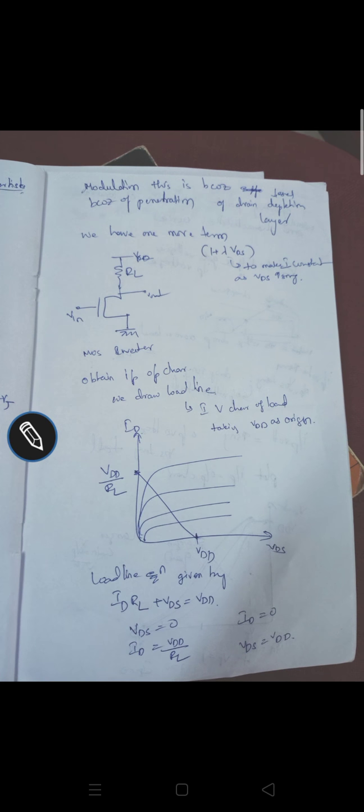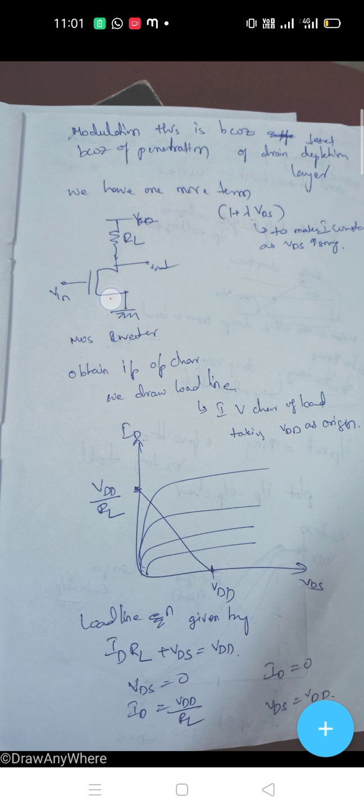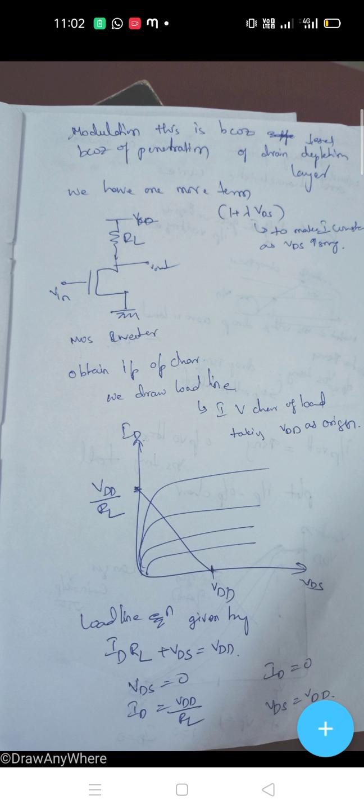If we see the MOS inverter characteristics, this is the NMOS inverter, and this is the load resistance RL, this is Vin, this is Vout and this is VDD. We apply Vin and get the output voltage Vout. So we are now studying the characteristics. To obtain the input and output characteristics, first we have to draw the load line. And what is the load line? It is nothing but the current and voltage characteristics of the load, taking VDD as the origin.